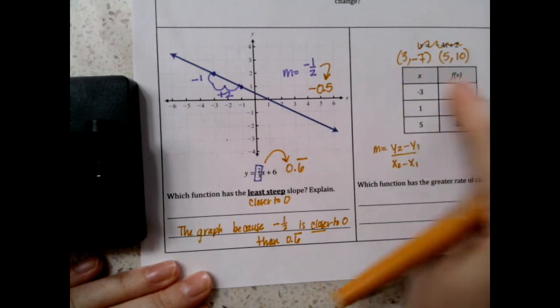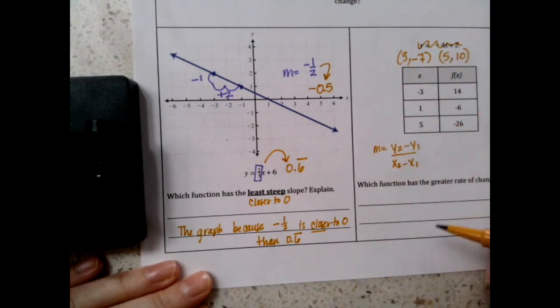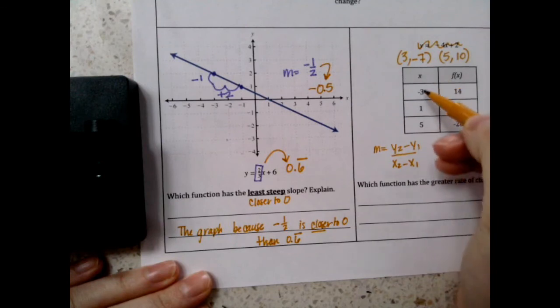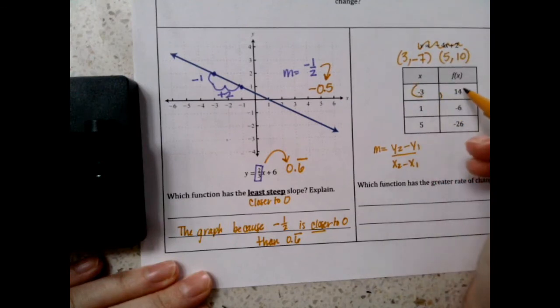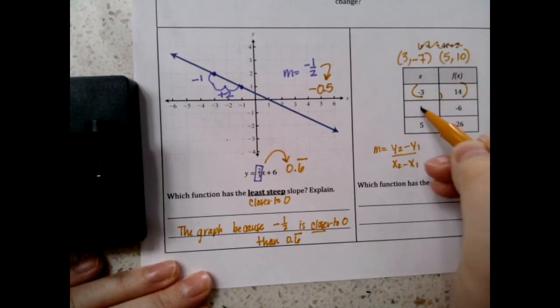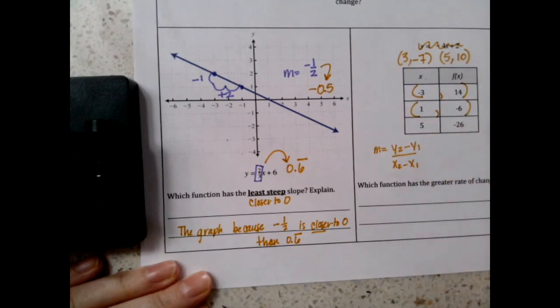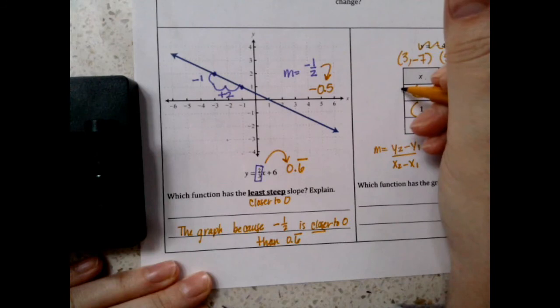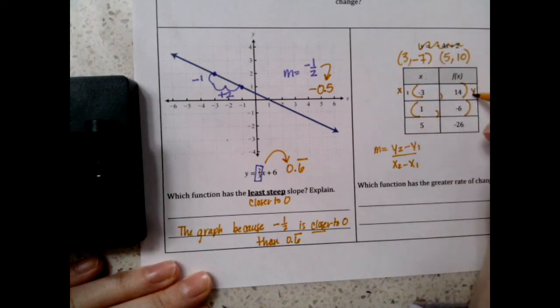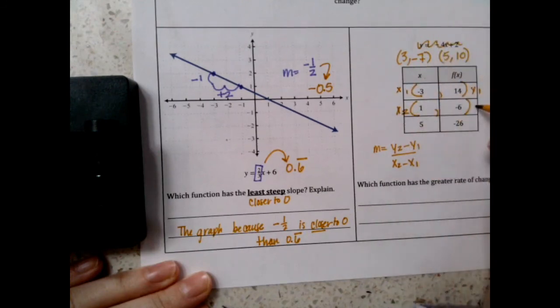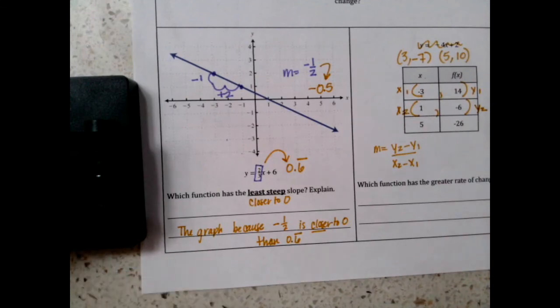For a table, it's the same process, except you get to pick which points you want. So if I decide to use this one, this is x, y, and then this one is x, y, and so I can either pull them out and rewrite them like this, or just label x1, y1, x2, y2. And then you can use the slope formula the same way.